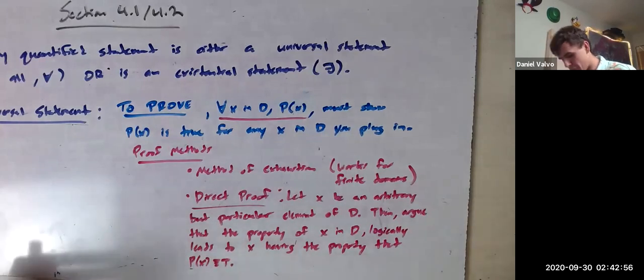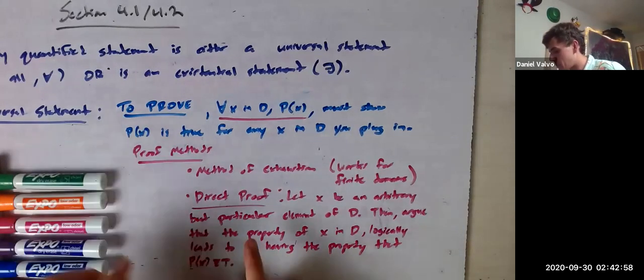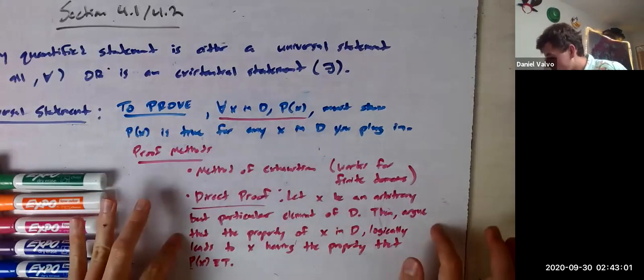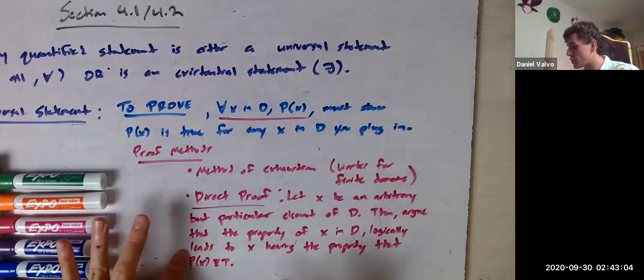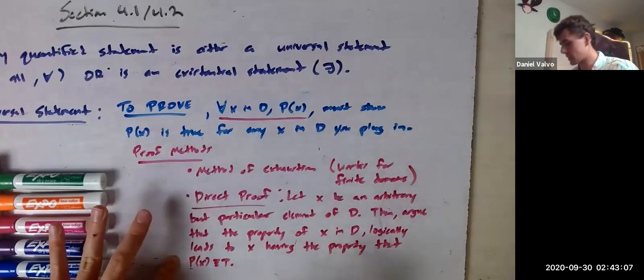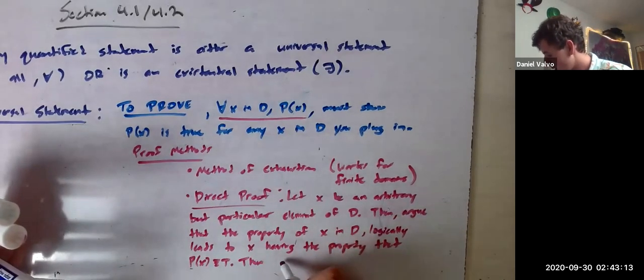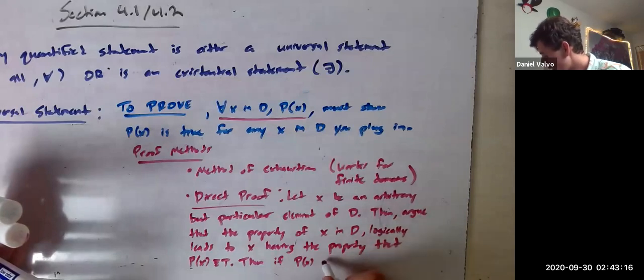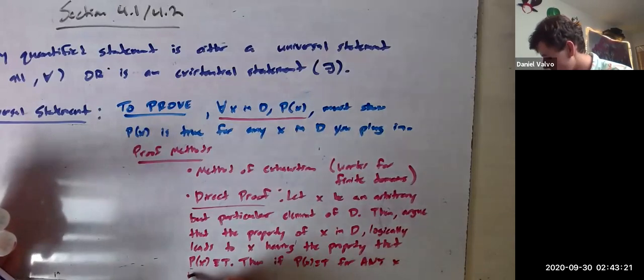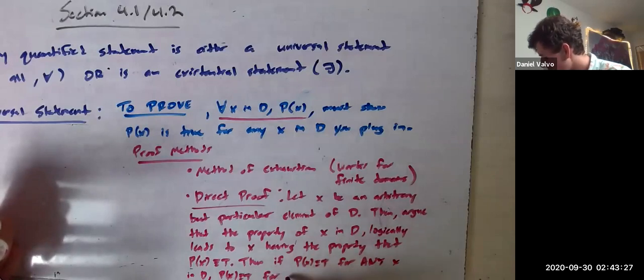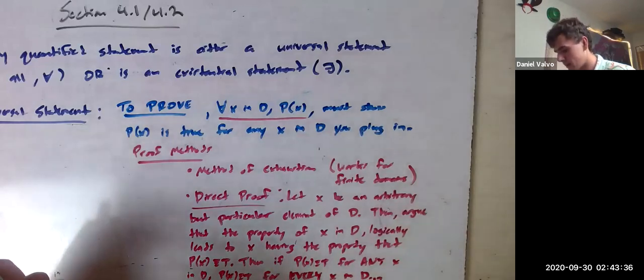So we've kind of been over this before. This is called direct proof. What you do is you let x be an arbitrary but particular element of D, then argue that the property of x in D logically leads to x having the property that p of x is true, right? Then if p of x is true for any x in D, p of x is true for every x in D. Proof done.